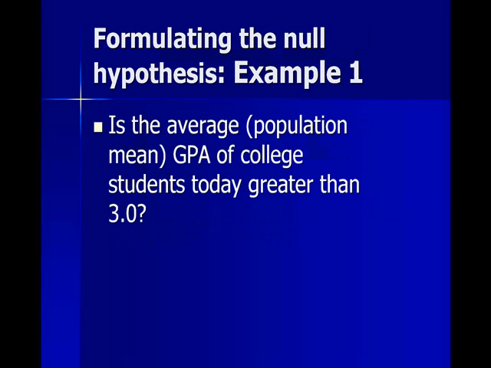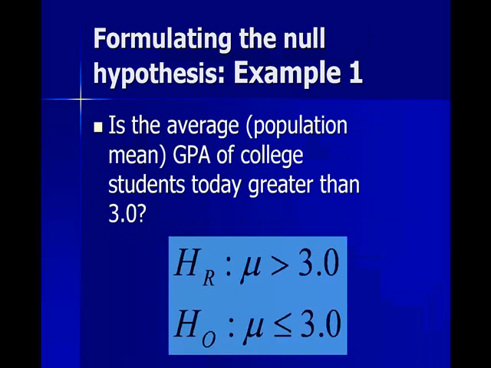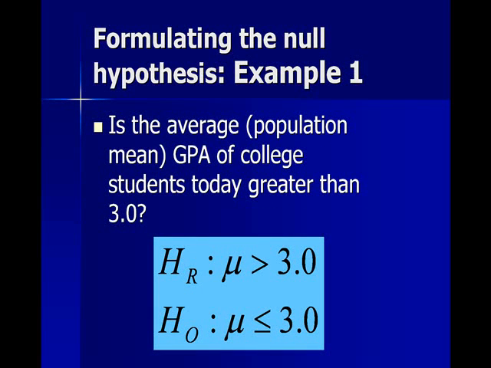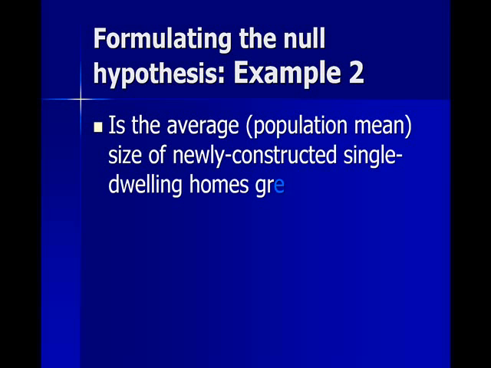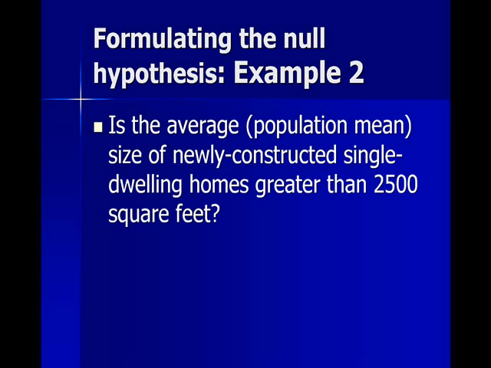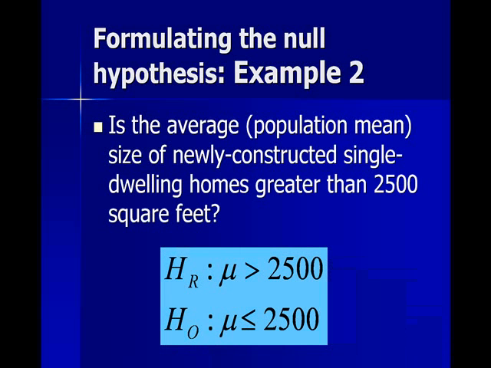So remember, we want to know if the GPA was greater than 3.0. Our research hypothesis was mu greater than 3.0. Now H0 is mu less than or equal to 3. You can also write that as just mu equal to 3.0 in your null hypothesis. Null, or H0, null just meaning no difference, hence the equality. Remember, our research hypothesis was mu greater than 2,500. H0 is either mu less than or equal to 2,500 or mu equal to 2,500.